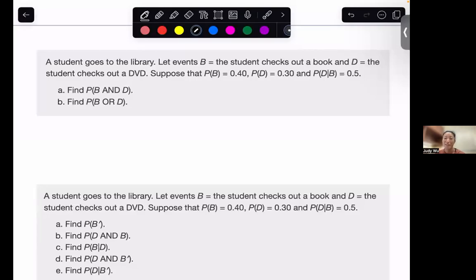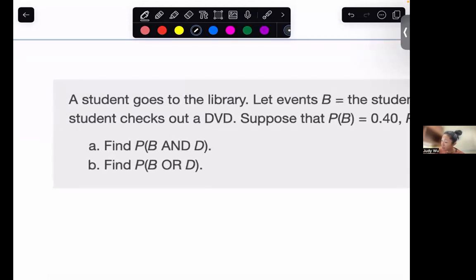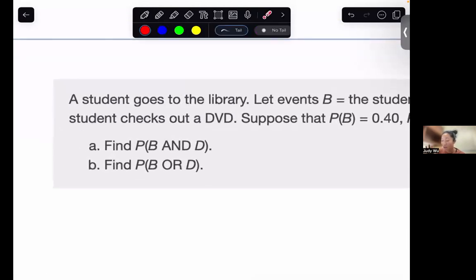Hi folks, welcome to the first video in 3.3 where we're going to talk about two basic rules in probability. And the two basic rules, we're actually going to explain them through this first example. And let me just highlight the rule before we talk about how to do them.